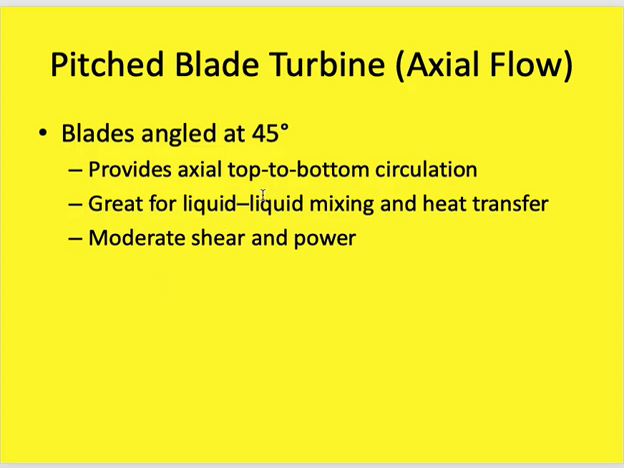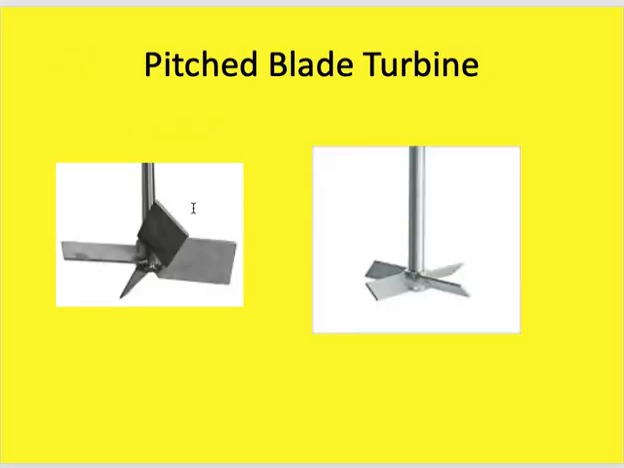It provides axial top-to-bottom circulation and is great for liquid mixing. So if all your reactants, A plus B, are liquid, it gives moderate shear and moderate power consumption. So you can choose based on the type of mixing, the type of reactants, liquid or gas, or the power consumption.